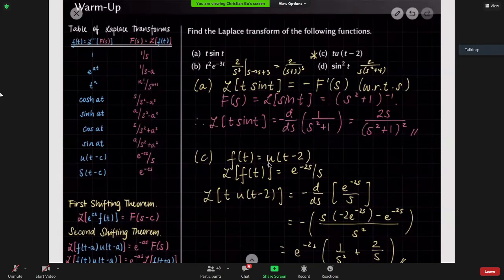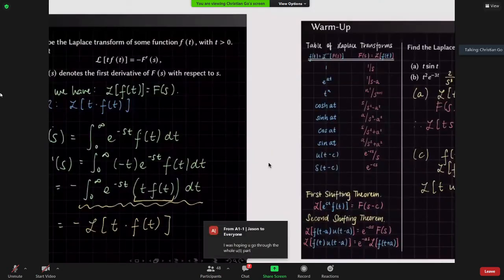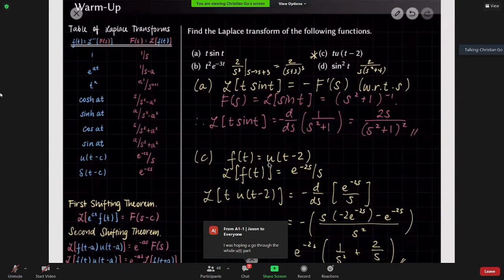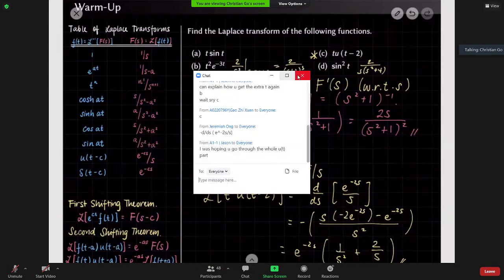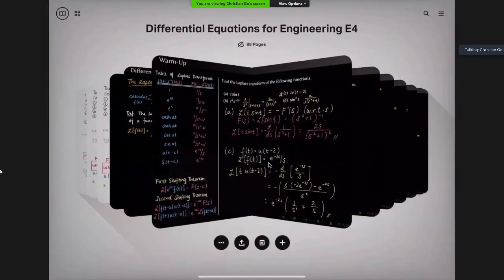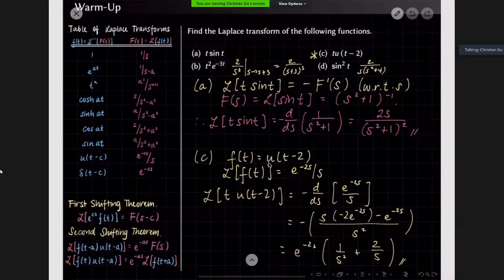Any questions? So this is one way of doing it, and again, this is illustrating the power of the first theorem. Now I'm going to do it another way. I'm going to use the second shifting theorem.